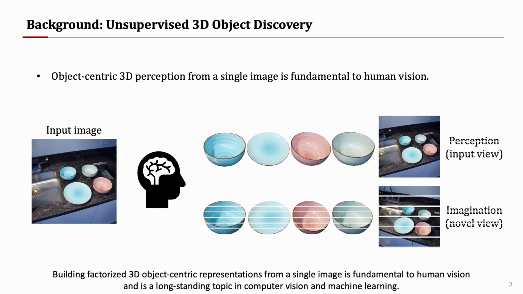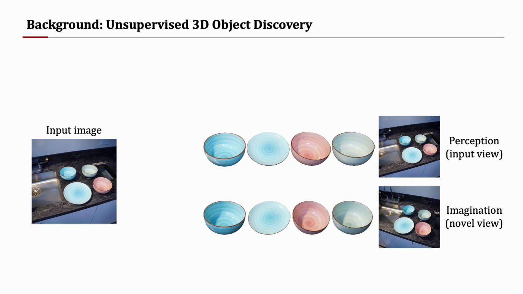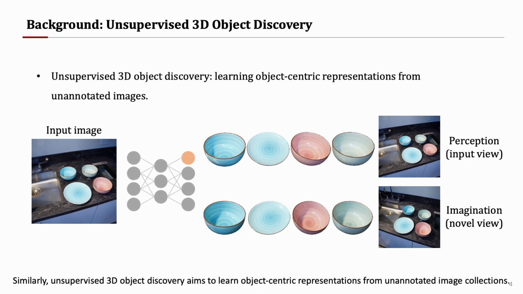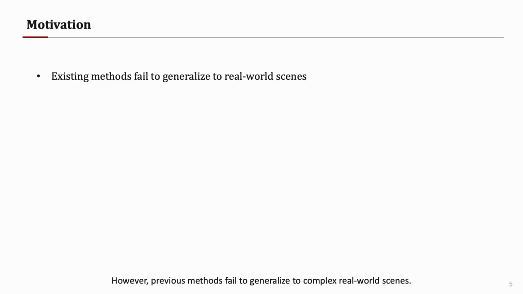Building factorized 3D object-centric representations from a single image is fundamental to human vision and is a long-standing topic in computer vision and machine learning. Similarly, unsupervised 3D object discovery aims to learn object-centric representations from unannotated image collections. However, previous methods fail to generalize to complex real-world scenes.